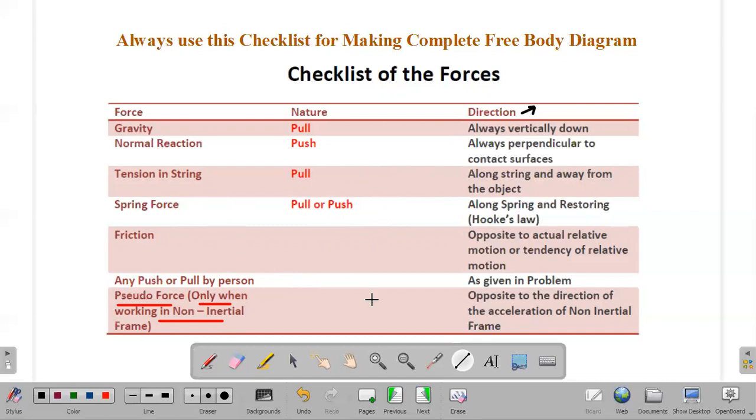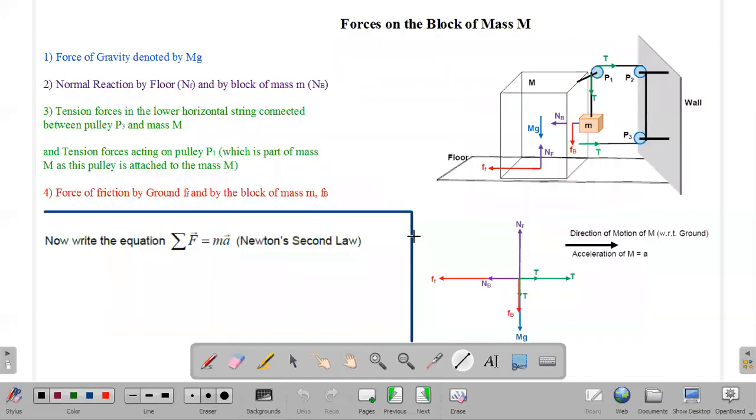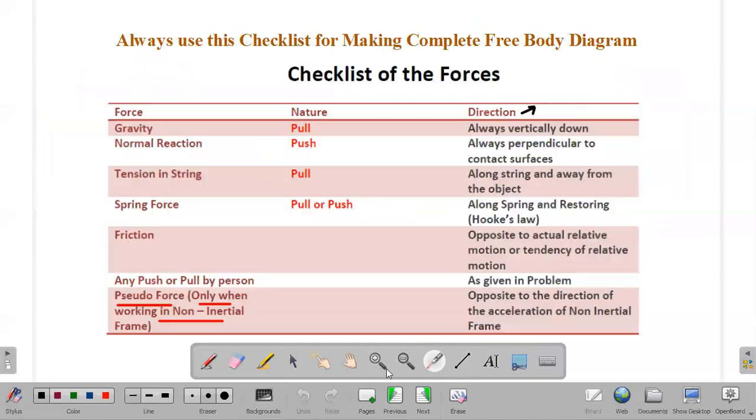Okay, so after this checklist of the forces, I am going to draw the free body diagram of each body. That is my next step. First of all, I will consider the forces on the block of mass capital M. These are the forces: the force of gravity, normal reaction force, tension. The force of gravity will be denoted by capital Mg, in the downward direction in this diagram. Normal reaction force by the floor. This is in accordance with the checklist. First, I will consider the gravity, done.